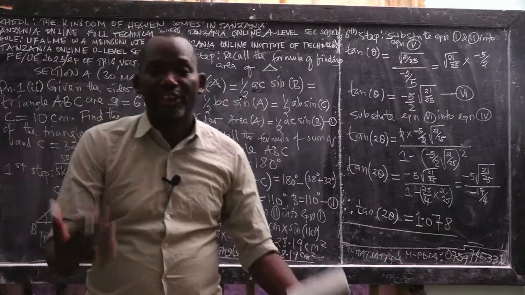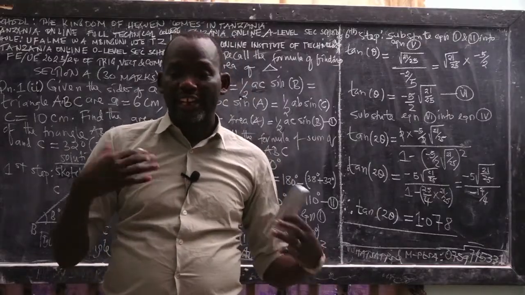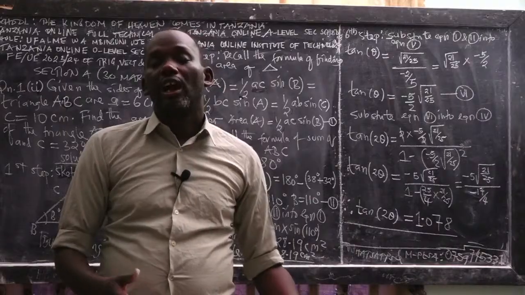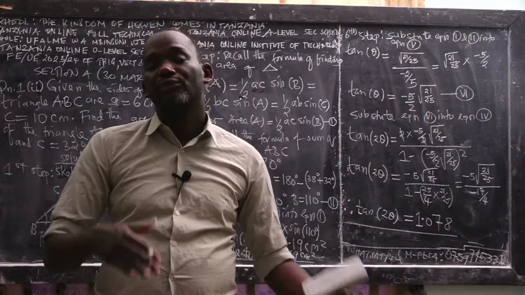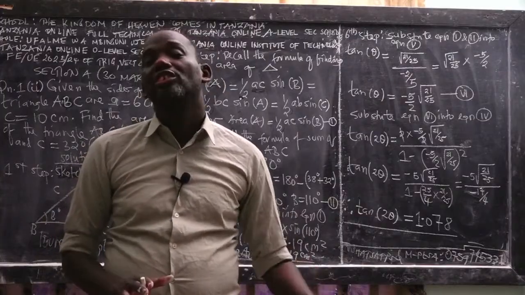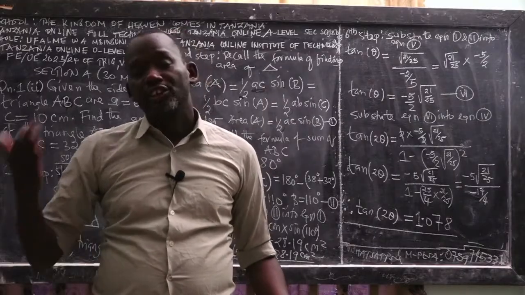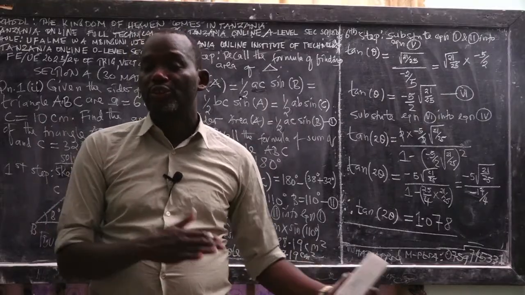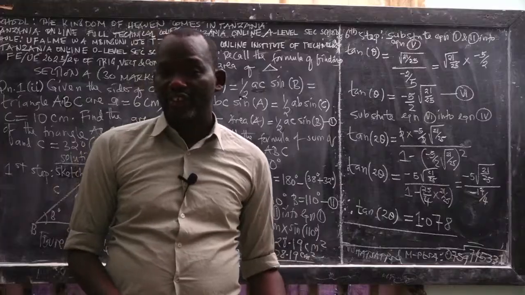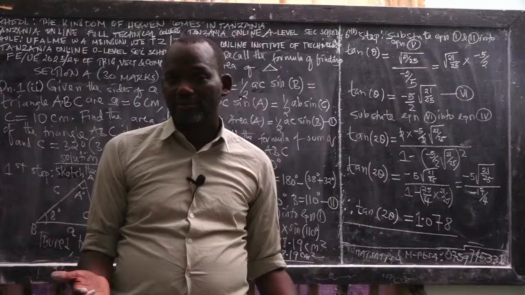End of semester examination, end of semester 2 examination, maybe the academic year of 2025, 2026. The question might change, the numbers might change, and the style of the question might change, but the concept is still the same. You will be tested on how to use trigonometric equations to find the value of a certain function, and also on how to find the area of a triangle.